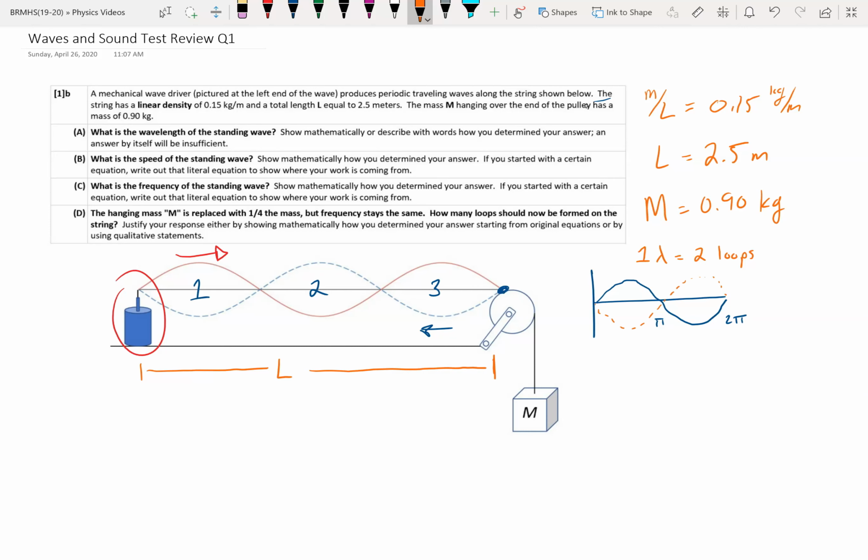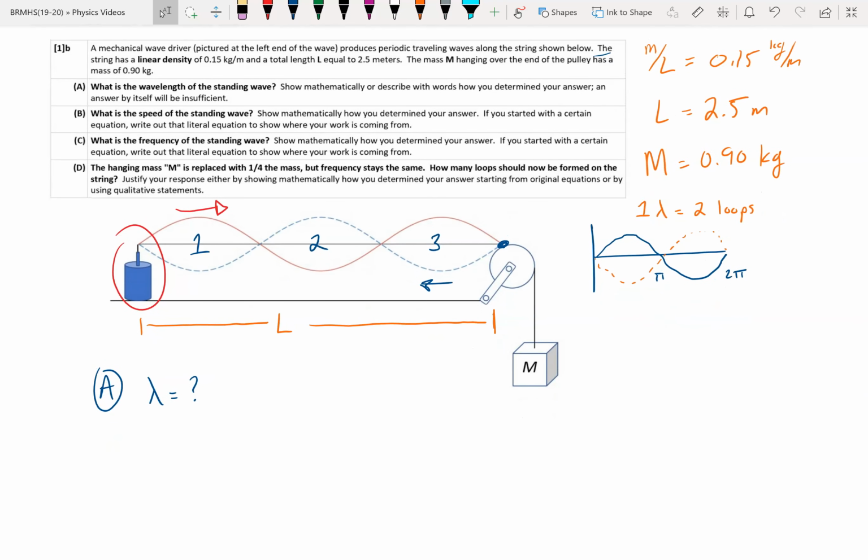For part A, if I look at my picture, I see that I have 3 loops. So for part A, I'm saying what is the wavelength? Lambda equals question mark. I know for every 2 loops I have a full wavelength, and in my picture I have 3 loops in that entire length in orange, capital L. So one way I can write that is I have 1 1/2 wavelengths, lambda's wavelength, because I have 3 loops. That's 1 1/2. Here's one wavelength right there. So here's 1 wavelength plus I have another half a wavelength at the end because I got an extra loop.